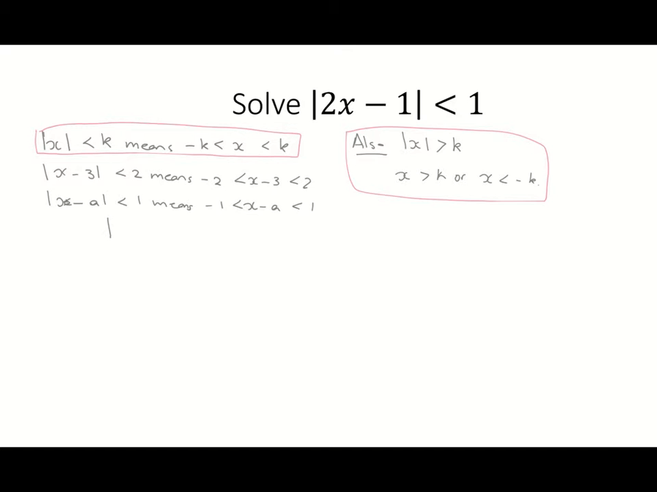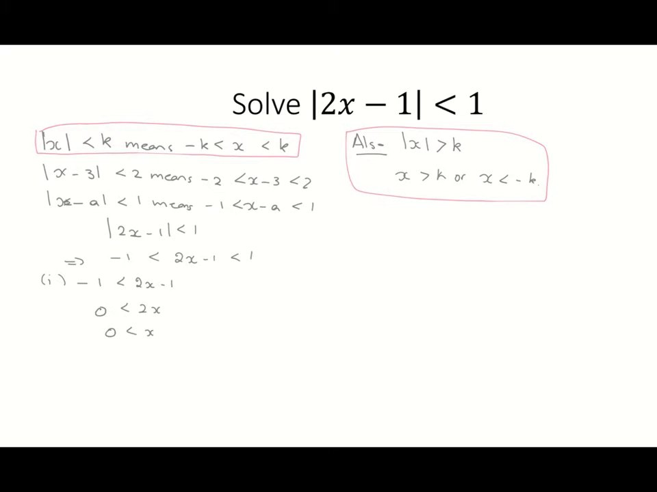So we're going to start off with absolute value of 2x minus 1 is less than 1. So that's equivalent to negative 1 is less than 2x minus 1, which is less than 1. Now that gives us two parts to look at. We'll look at the left-hand side first, where we need to solve negative 1 is less than 2x minus 1. So add 1 to each side. So we have 0 is less than 2x. So 0 is less than x.